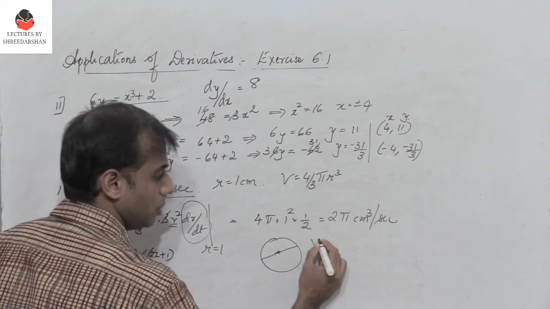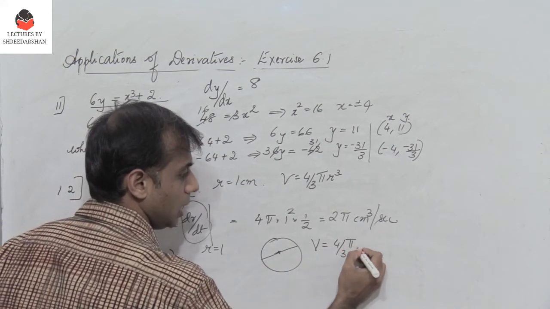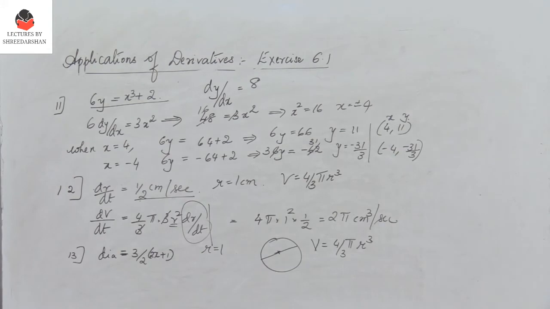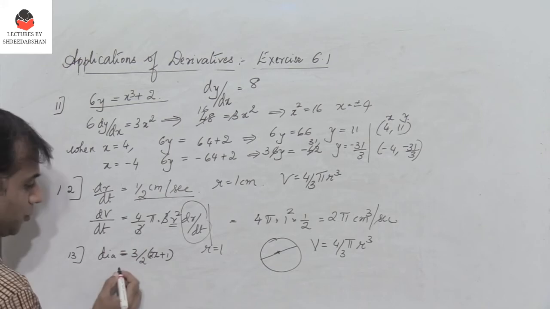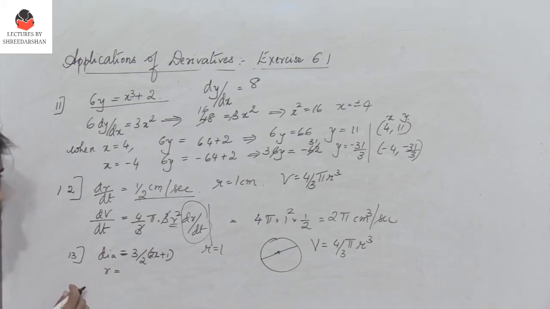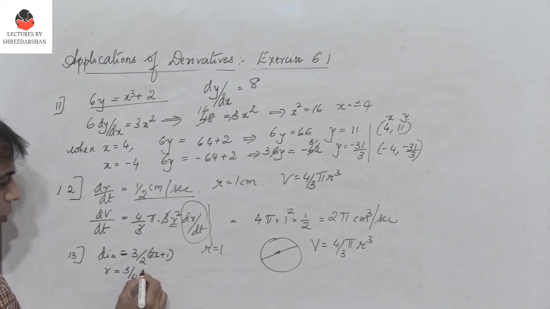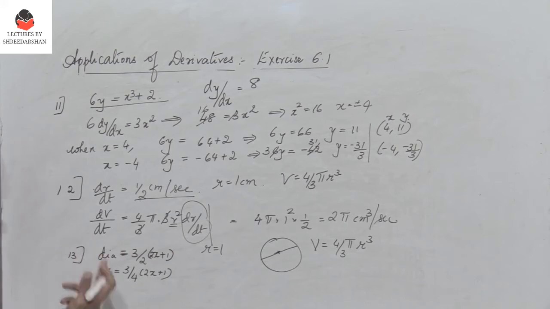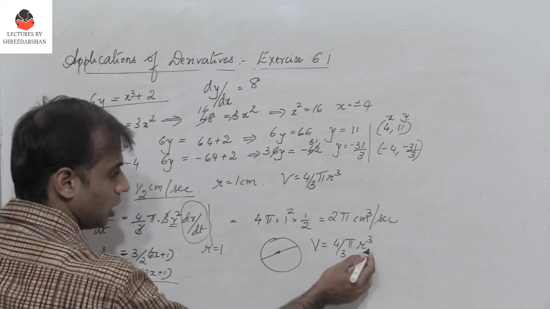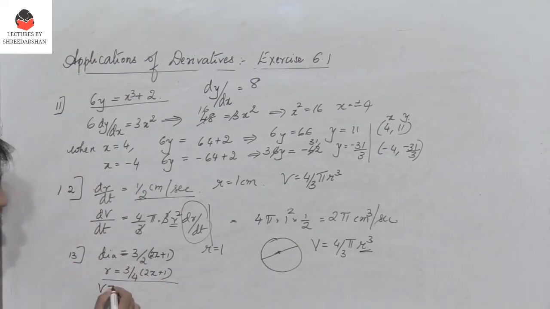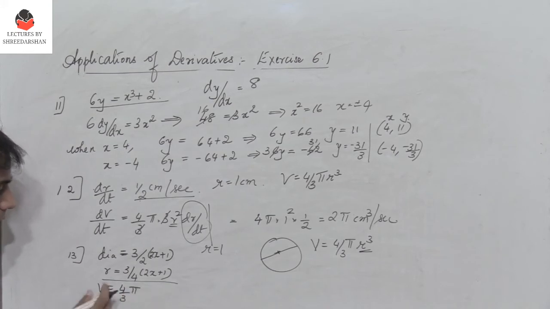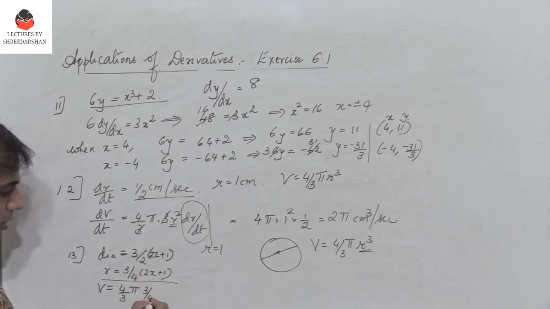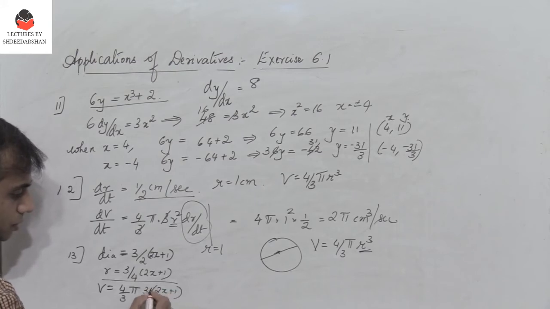And we know that the volume is 4 by 3 pi r cube. So everything is with respect to the radius. And what is diameter? Diameter is twice the radius, isn't it? So therefore, if I consider the radius, it's going to be 3 by 4 into 2x plus 1. So if I divide the diameter by 2, I get the radius. So the radius is 3 by 4 into 2x plus 1. So let me substitute the value of radius here. So I have volume equals 4 by 3 pi into r. Now this is r. So 4 by 3 into 3 by 4 into 2x plus 1 the whole cube.